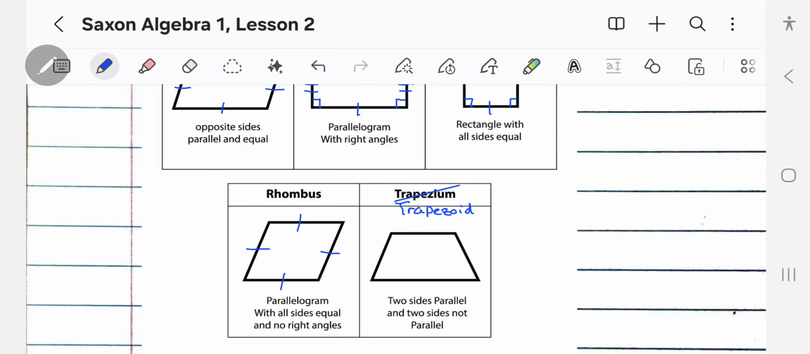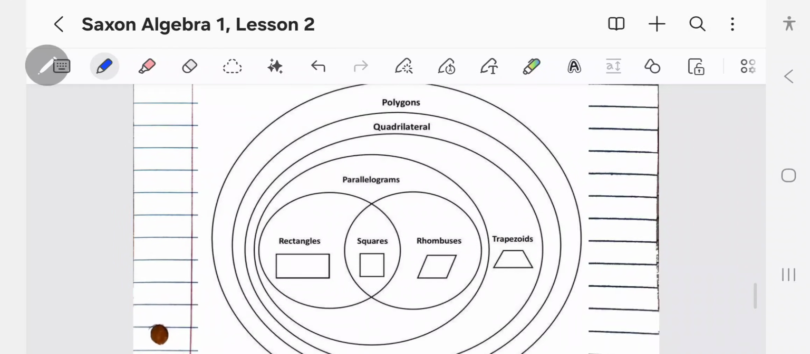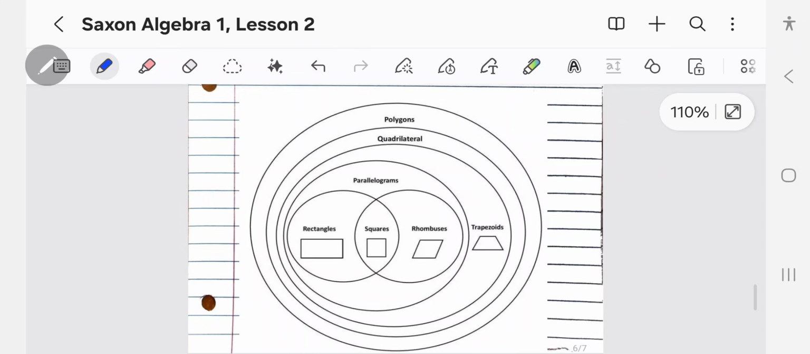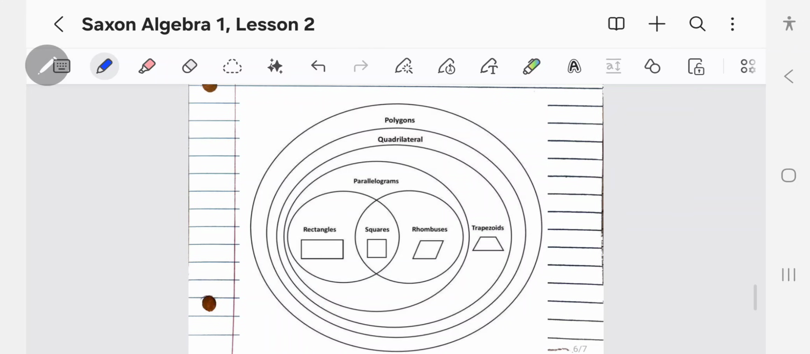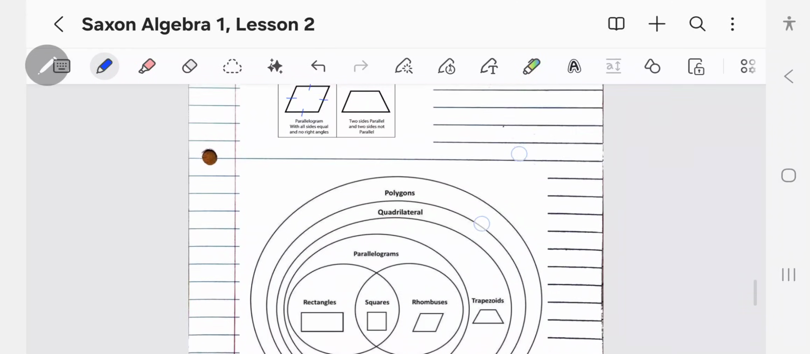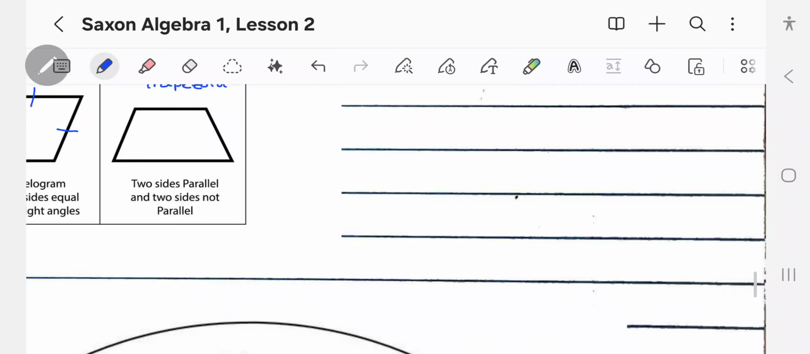Now, I find it helpful to think about this in a Venn diagram. So I went on the internet and found us a Venn diagram here. Now, if you're familiar with Venn diagrams, hopefully this will help. If you're not, let's talk a little bit about Venn diagrams for just a second. Let me go over here to the side. Okay. Let's talk about a city. Let's talk about Atlanta.